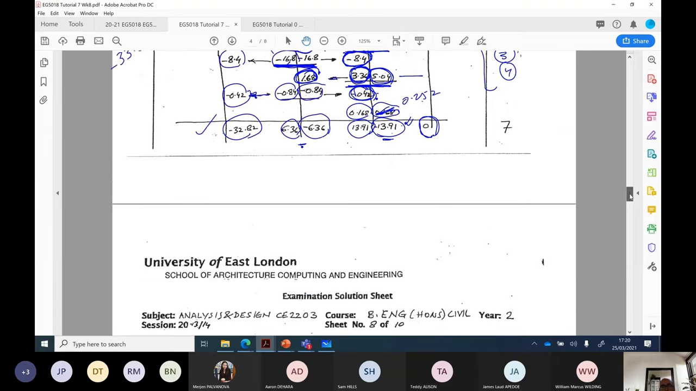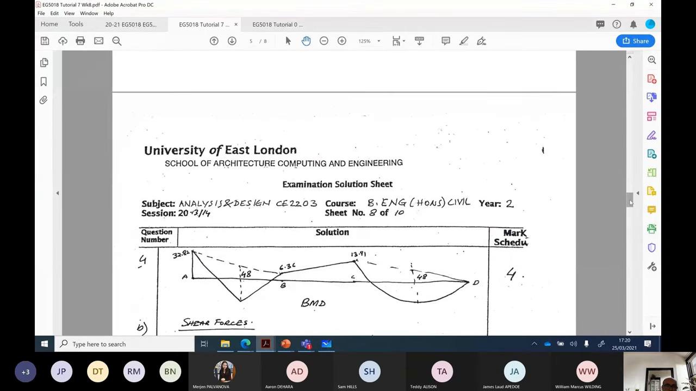So now the next step is to plot these moments. For A, I have 32. For B, I have 6.36. For C, I have 13.91. Because of that point load, I will have some kind of sagging here. It will come down in a straight line. Between B and C, I have got no loading, so I will simply connect it in a straight line. And between C and D, I have UDL, so that's the reason it will come down. It will have a positive sagging moment here.